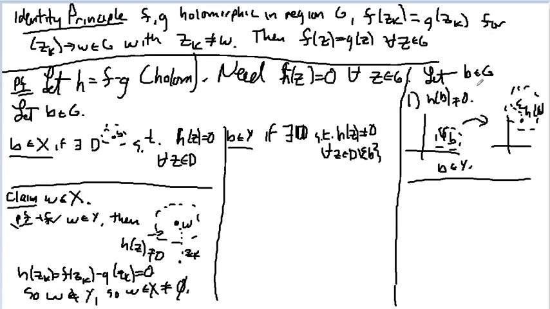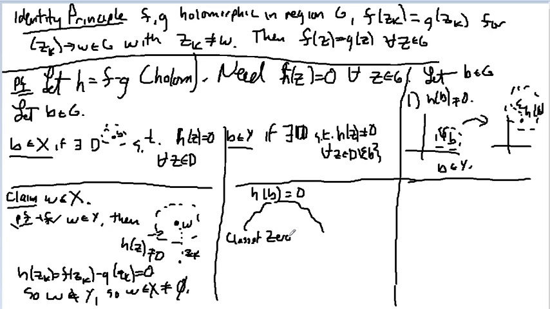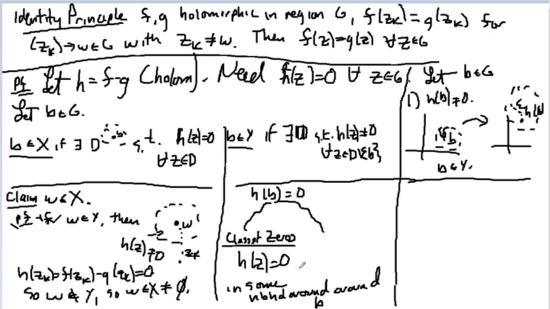If H of B is not equal to 0, we're done. We already did that. So now we're going to split this into two cases. So we have H of B equals 0. And that's going to split into two natural cases according to the classification of zeros. The classification of zeros says either H of Z equals 0 in some neighborhood around B. That's one type of zero. It could be 0 everywhere around B. Well, if that's the case, we're clearly in X, because that's the definition of X. There's a neighborhood around it where everything equals 0.